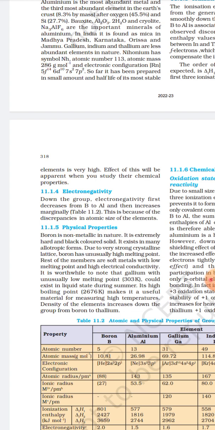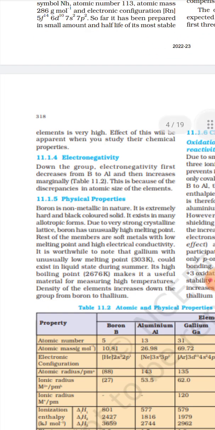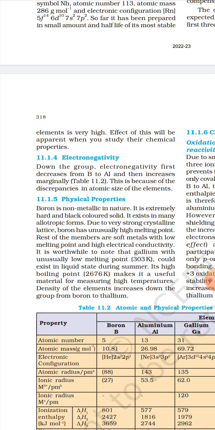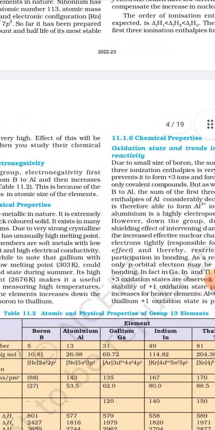Physical properties. Boron is non-metallic in nature. It is an extremely hard, black colored solid. It exists in many allotropic forms due to its very strong crystalline lattice. Boron has an unusually high melting point. The rest of the members are soft metals with low melting points and high electrical conductivity. It is worthwhile to note that gallium, with its unusually low melting point, could exist in the liquid state during the summer. Its high boiling point makes it a useful material for measuring high temperatures. The density of the elements increases down the group from boron to thallium.